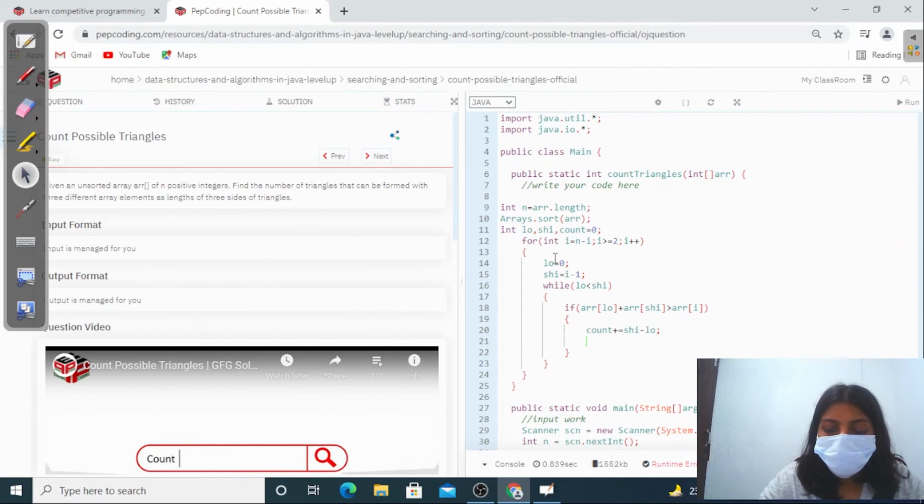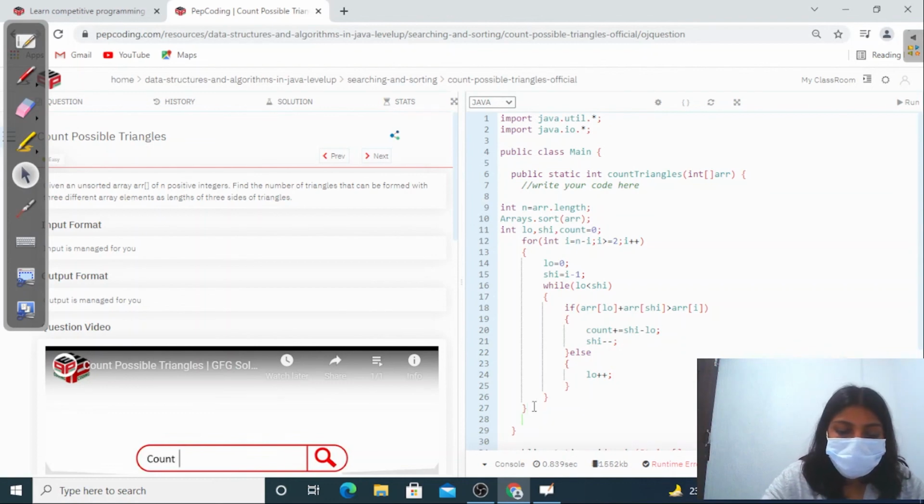All right, and what will I do now? I'll decrease my second highest. Otherwise, my lowest side does not form a triangle with my second highest and highest, so I increase my low. All right, and then I return my count.